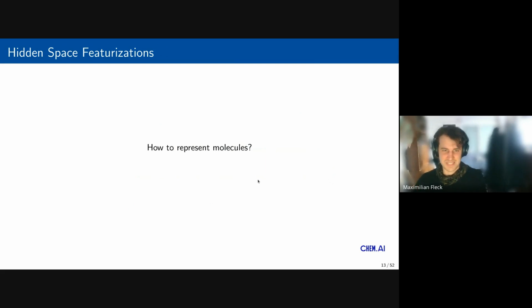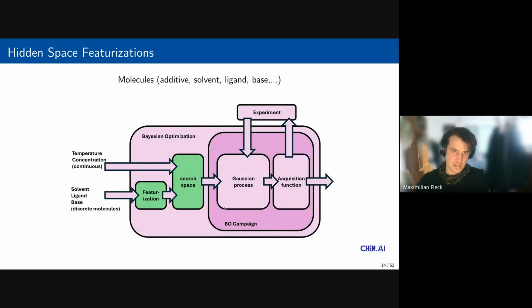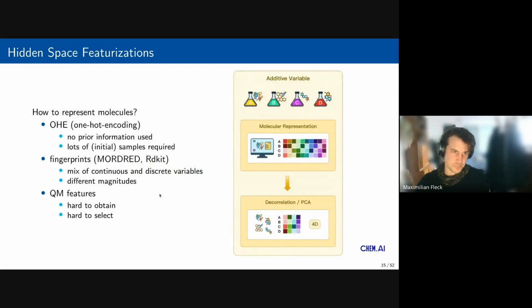So where to start? I think that your last question was very good, because it directly points towards how to represent molecules. This was basically also our entry point to the paper, to the project. The molecule representation is basically the featurization, and as you see here, it's a way to add prior knowledge to your campaign. Now, how to represent them?